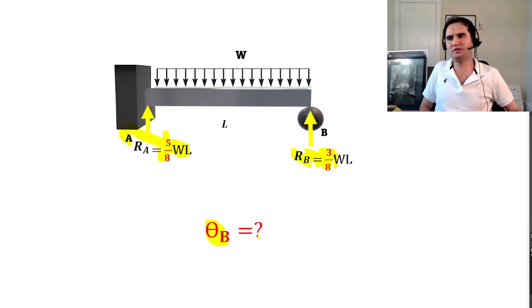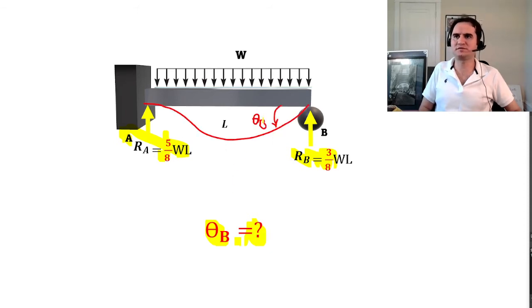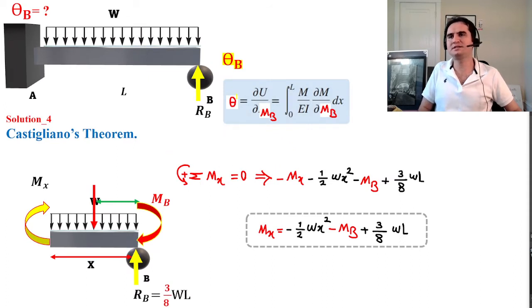For calculation of theta B, you just need to go for the appropriate force, so that's a moment. For calculation of theta B with Castigliano's method, this time theta is the partial derivative of U over partial M at B. So this time we apply a moment at B and we observe the theta. Again, we cut the beam at a distance of x from the right and develop the moment equation.